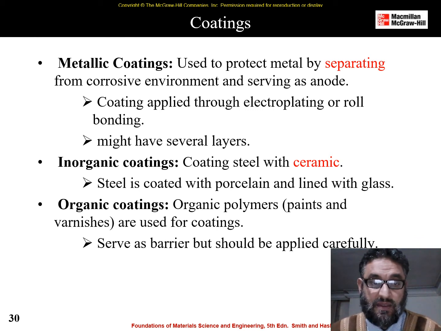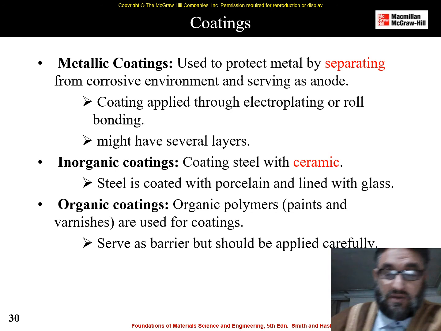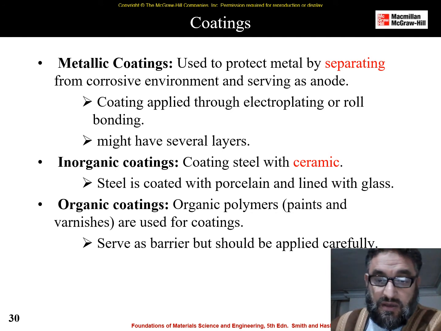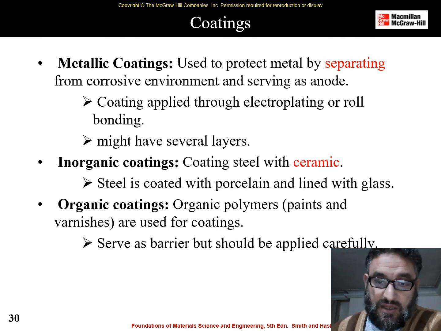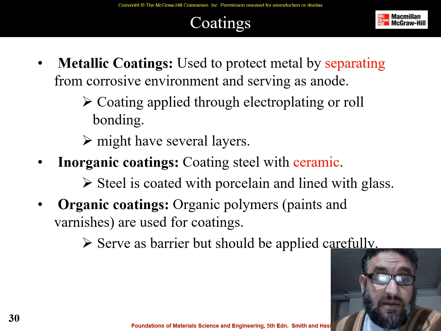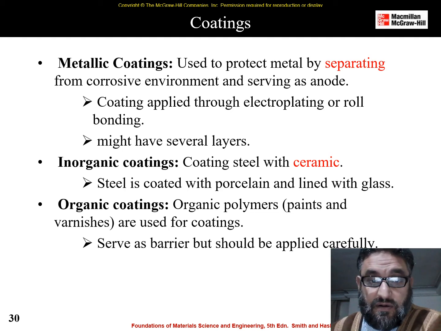Paints and varnishes are used for coating and serve as a barrier, but should be applied carefully, because any defects in the coating can be a seed for corrosion. Pitting corrosion or other types of corrosion can take place in the defects of the coating.